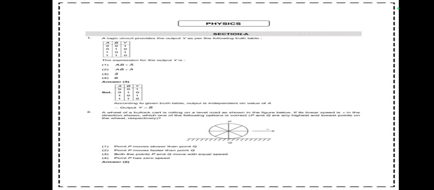Question number 2. A wheel of a bullock cart is rolling on a level road as shown in the figure below. Now if its linear speed is v in the direction shown, which one of the following options is correct? P and Q are the highest and lowest points on the wheel respectively. Answer is 2. Point P moves faster than point Q.